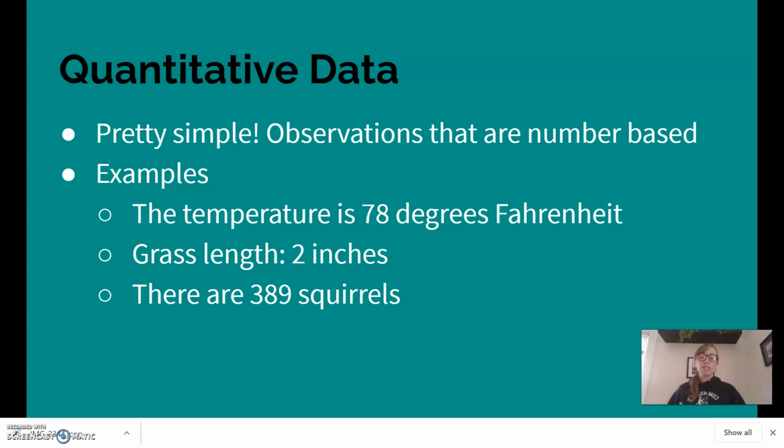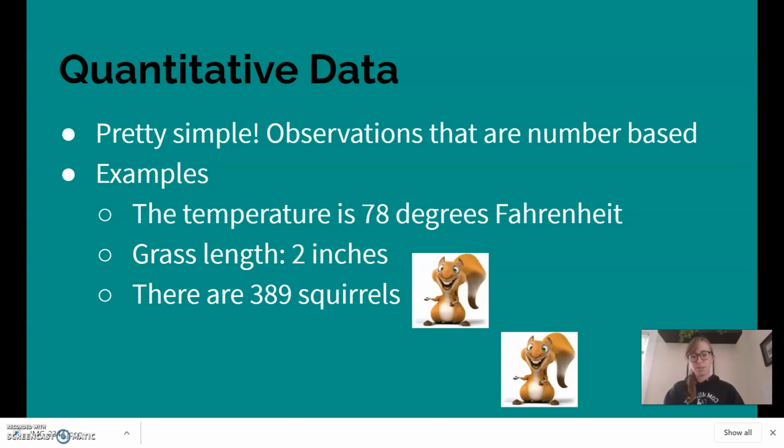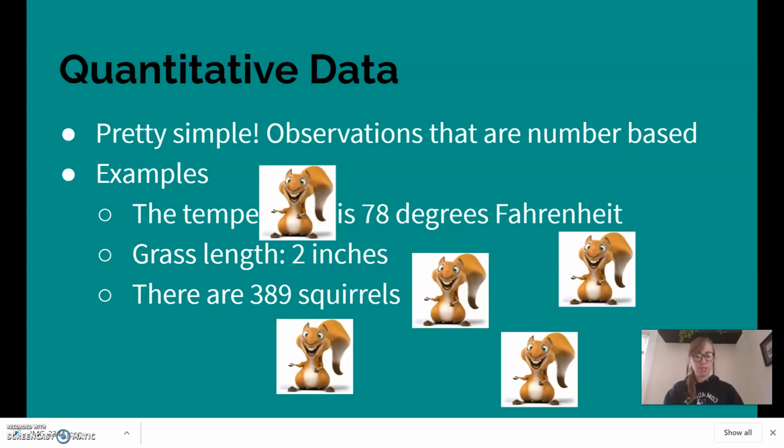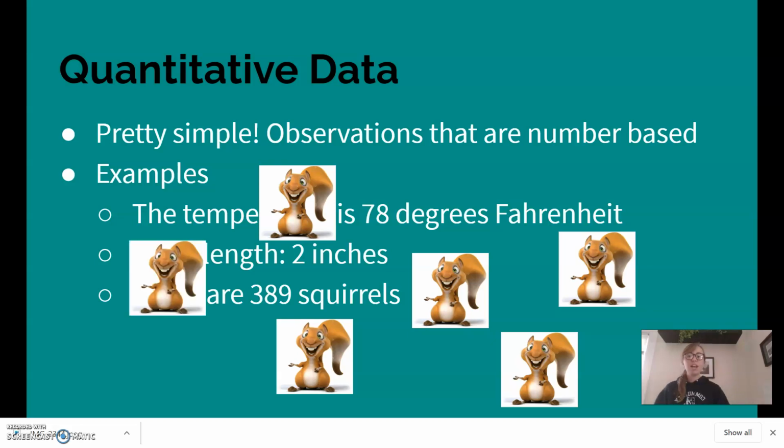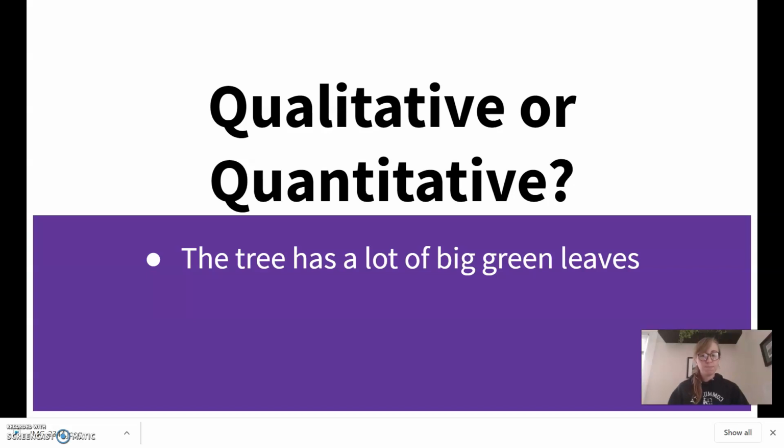So all of these are similar to the ones that we saw before, but they're more specific. They involve an actual measurement of what's happening at your fieldwork. I hope I don't have 389 squirrels on here. Okay, good. Okay, so that's it for qualitative and quantitative data.